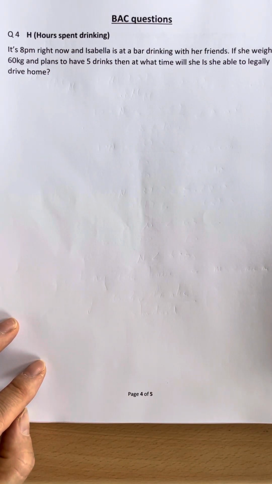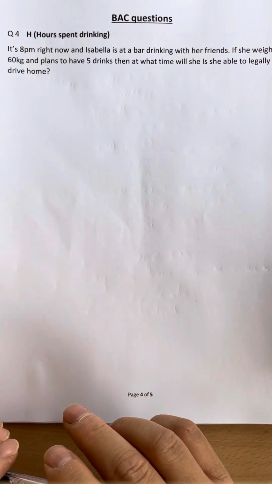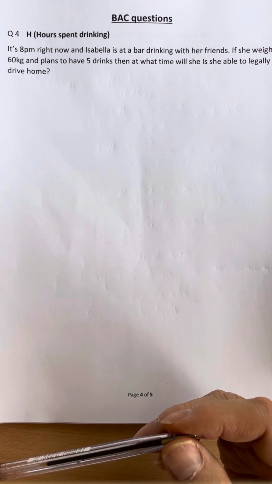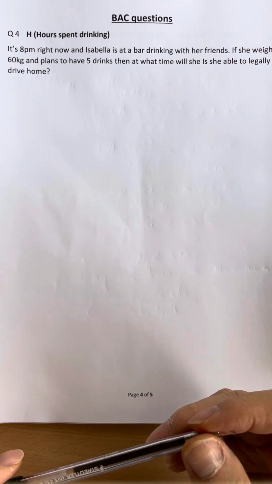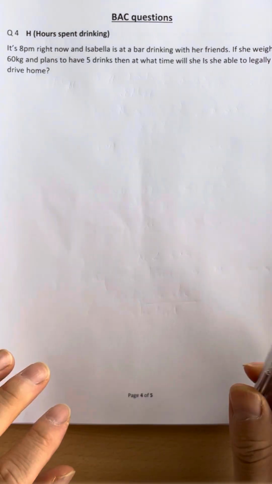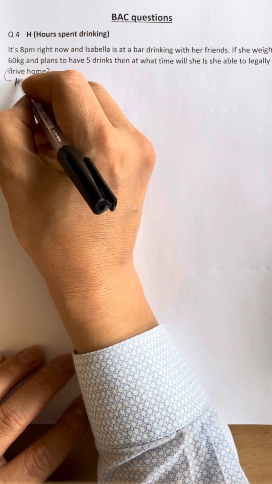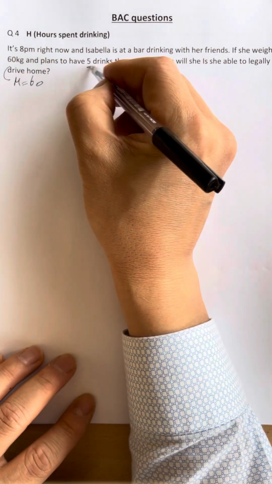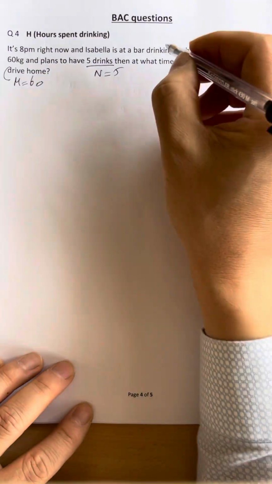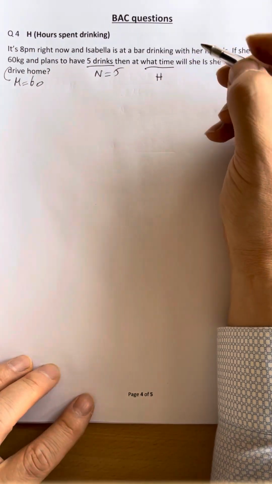The fourth question is on H. So it's 8 p.m. right now, and Isabella is at a bar drinking with her friends. If she weighs 60 kilograms and plans to have 5 drinks, then at what time will she be able to legally drive home? So the 60 kilograms is the M. The 5 drinks is N, and the time is got to do with H, number of hours, you don't know.